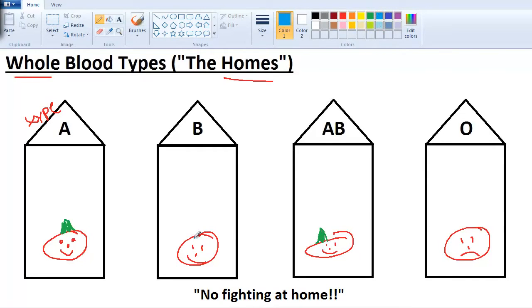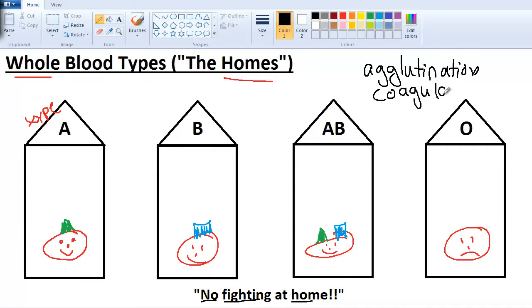And then B, he's going to have the blue box top hat, and AB is going to have it as well too. But O doesn't have anything. He's all upset. He's not wearing any hats. No antigens. So what's the main idea when you figure out what antibody each blood type has? Well, you want to keep in mind there can't be any fighting. No fighting at home. I'm sure you remember your parents telling you that before. So we don't want fighting, or the word here is agglutination. And another word we said was coagulation. So we can't have any of that.